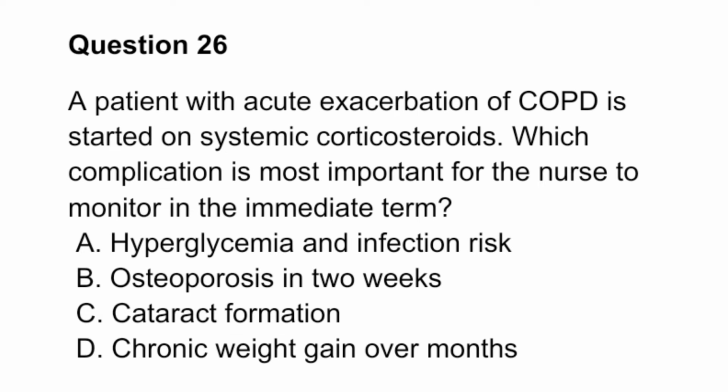Question 26. A patient with acute exacerbation of COPD is started on systemic corticosteroids. Which complication is most important for the nurse to monitor in the immediate term? A. Hyperglycemia and infection risk. B. Osteoporosis in 2 weeks. C. Cataract formation. D. Chronic weight gain over months.